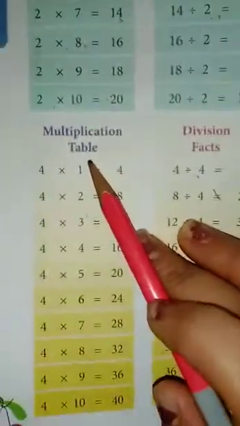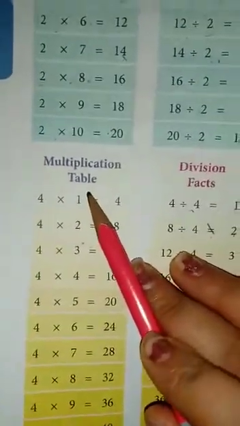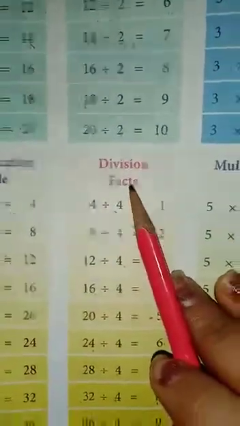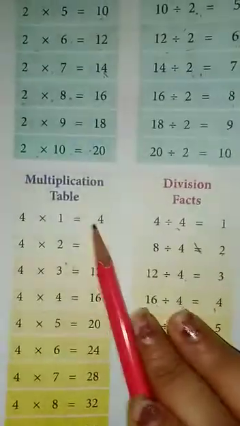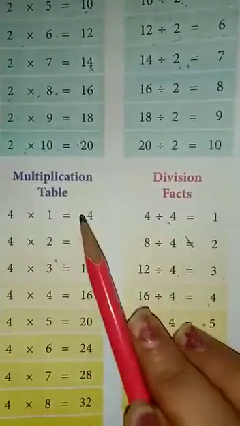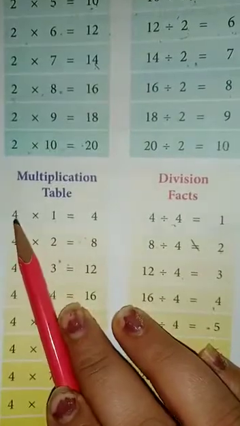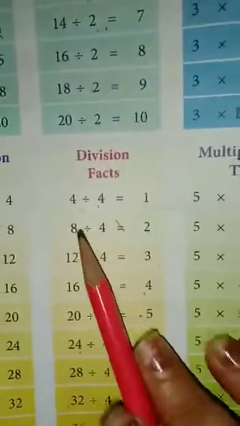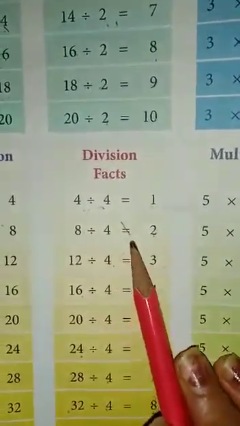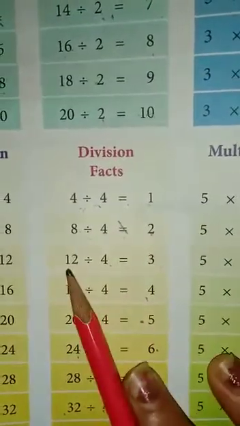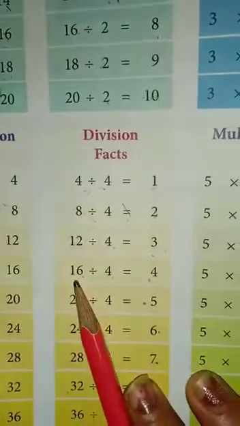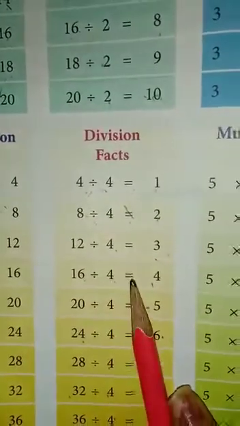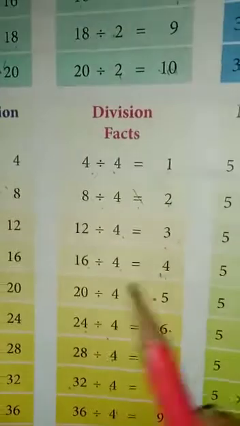So students, we already know the multiplication table of 4. So now let's see the division fact of 4. This is the sign of division. 4 divided by 4 is equal to 1. 8 divided by 4 is equal to 2. 12 divided by 4 is equal to 3. 16 divided by 4 is equal to 4.